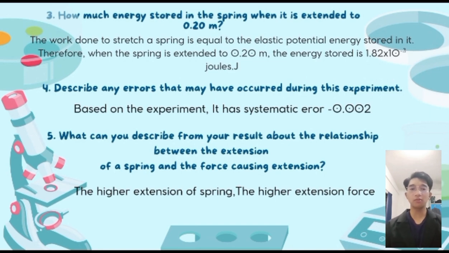4. Describe any errors that have occurred during the experiment. Based on our experiment, it has a systematic error equal to negative 0.002. 5. What can you describe from your result about the relationship of the spring and the force causing the extension? The higher the extension of the spring, the higher the extension force.